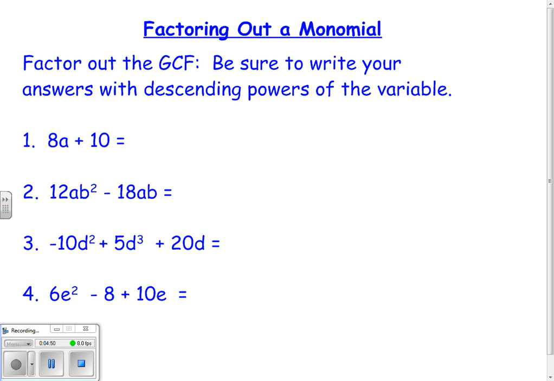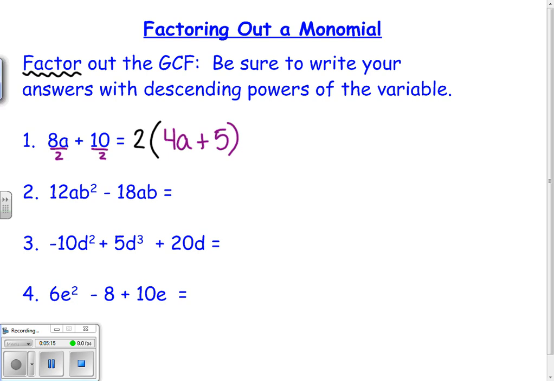The highest number I can put into an 8 and a 10 is a 2. Now when it says factor, the directions here say factor. That means in parentheses, I need to say what's left if I divide all of those terms by 2. So the 8a becomes a 4a. Then there's a plus sign. The 10 becomes a 5 because factoring is division. So I get 2 parentheses 4a plus 5.